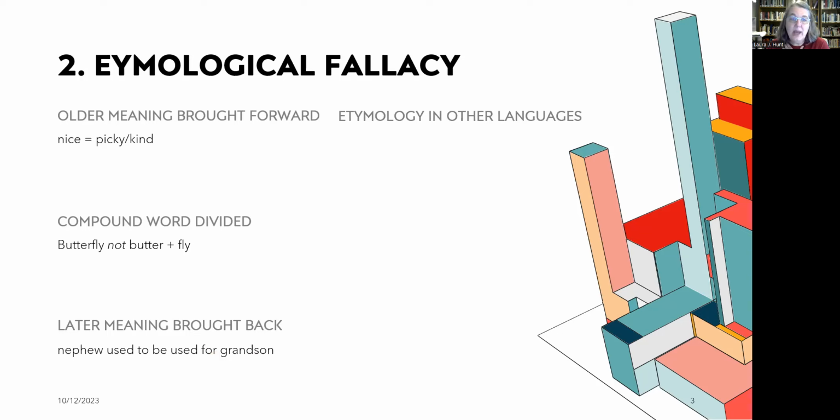Let's see. We also have to be careful of etymology in other languages. Now, sometimes this is necessary. There's a really fancy word that everybody learns in seminary. It's called a hapax legomenon. Hapax legomenon is a fancy way of saying a word that only occurs once in the text. And it's really hard to figure out the meaning of a word that is only used once in the whole Bible.